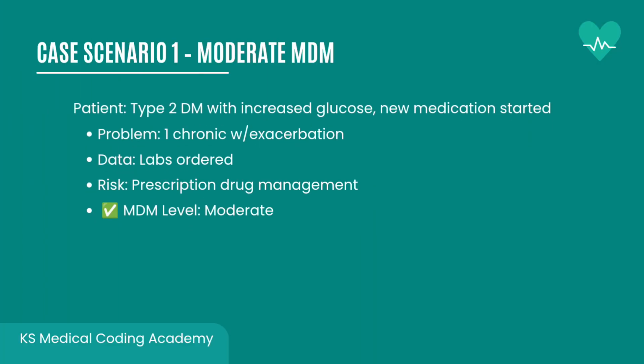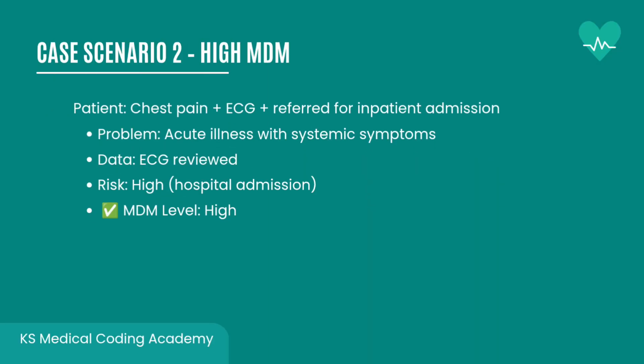Let's look at an example. A patient with type 2 diabetes presents with increased blood glucose. The provider orders lab tests and adjusts the medication. Here's the MDM breakdown. Problem: 1 chronic illness with exacerbation. Data: labs ordered. Risk: prescription drug management. Since 2 or more elements meet the moderate level, this visit qualifies for moderate MDM. Now, another case.